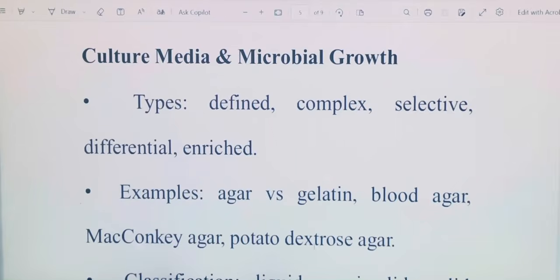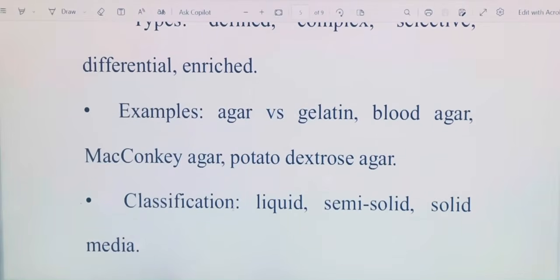Okay, now we have culture media and microbial growth. Okay, so you need to know what the types of culture media are. They include defined, complex, selective, differential, enriched media, okay, and examples of each of these media. We have agar versus gelatin. Check the difference between agar and gelatin. Understand what blood agar is, where it is used, how it is cultured. All right, the MacConkey agar, the potato dextrose agar.